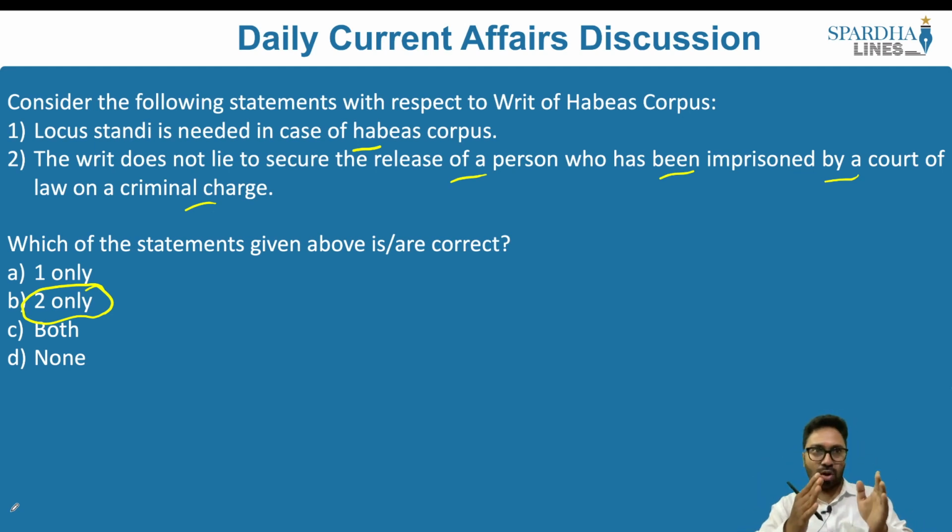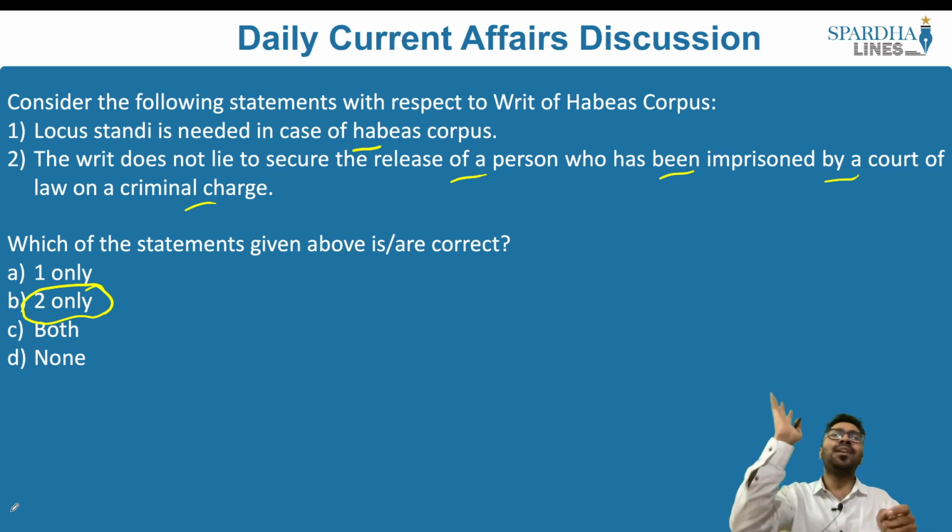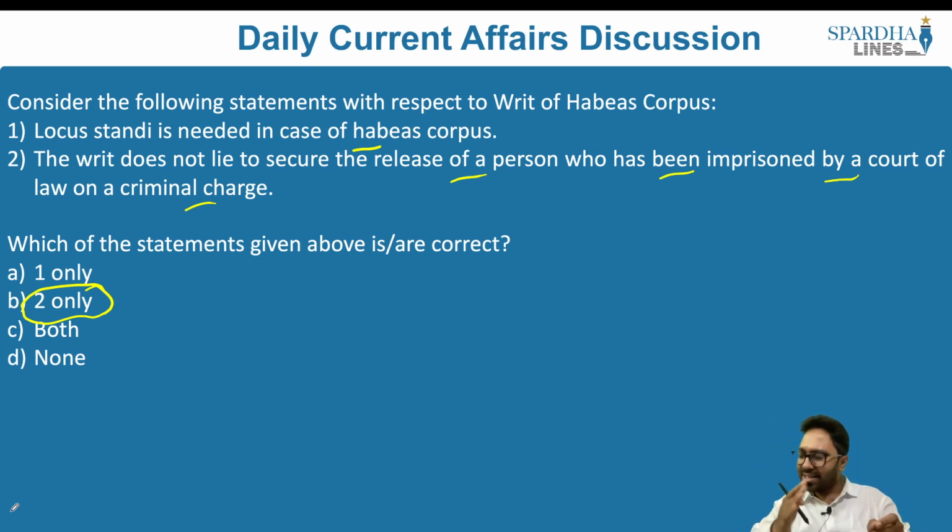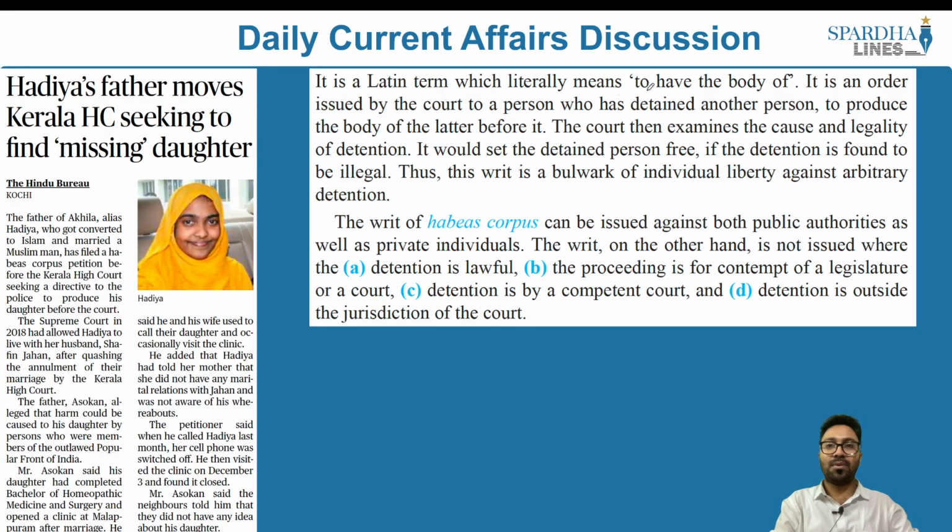So in the case of producing the body, yes, it does work, but when the person is convicted by the court of law, it does not work, because the court of law has convicted that individual. So writ of habeas corpus does not apply. If you look into what this writ is, habeas corpus is a Latin term meaning to have the body of. It is an order issued by the court to a person who has detained another person to produce the body of the latter before it.